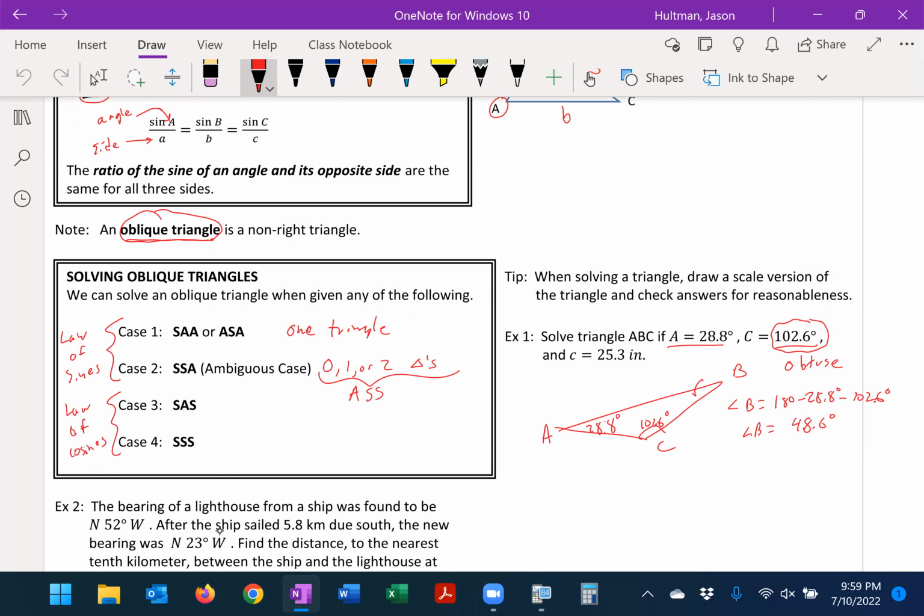So now we have all three angles. That's cool. We have angle A, angle C, and angle B. Now we just need the sides. Well, we know that side C is 25.3. What I'm looking for is side B and side A. So we can use the relationships inside this triangle. Oops, bring that back. See if I can erase just a little bit of it.